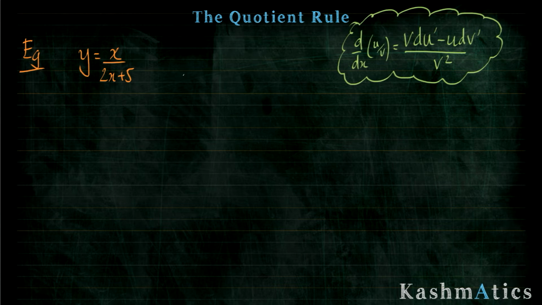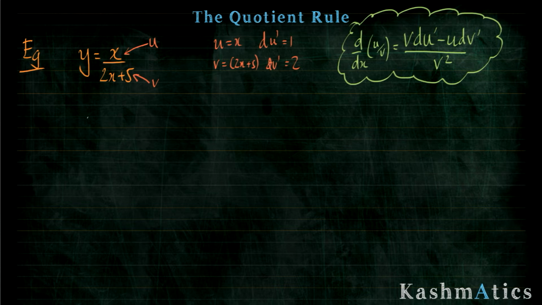This first example is fairly straightforward. Just remember, the top function is your u, the bottom function is your v. So u is equal to x, which means u dash, and when I write du with an apostrophe, I mean du by dx, would equal 1. v is equal to 2x plus 5, and v dash would equal 2, the derivative of 2x plus 5.